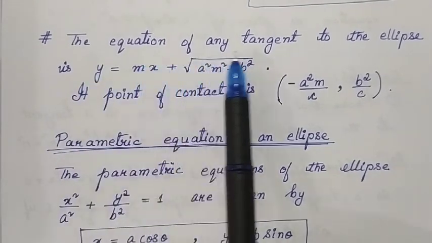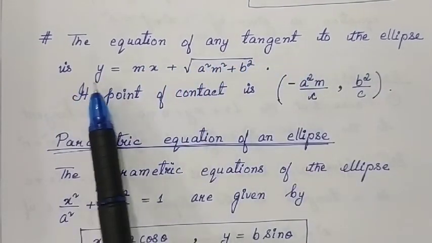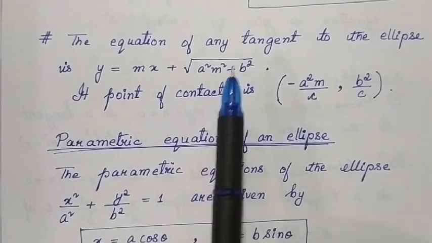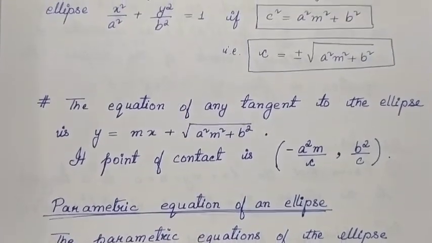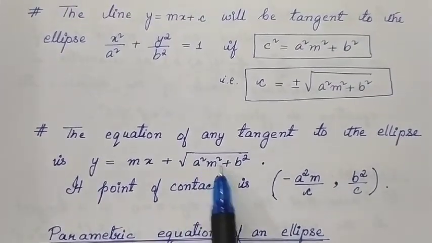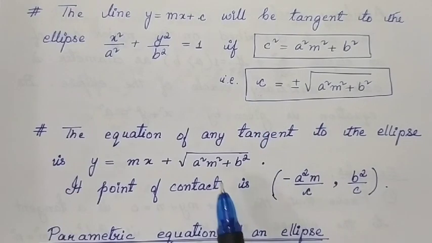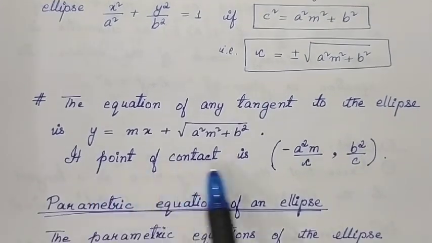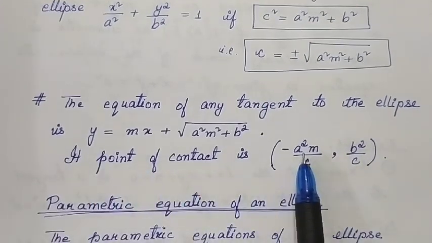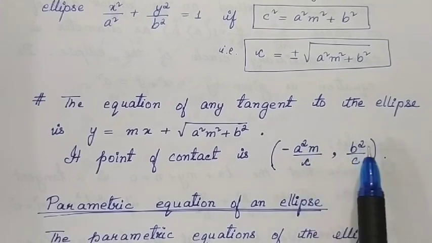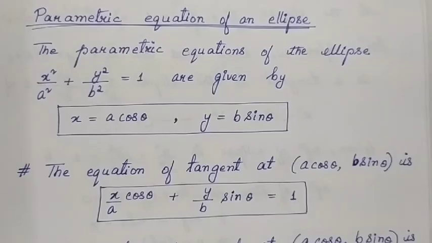Next, the equation of any tangent to the ellipse is y = mx ± √(a²m² + b²). From where we got here c, this was the value for c. So the point of contact will be (−a²m/c, b²/c).